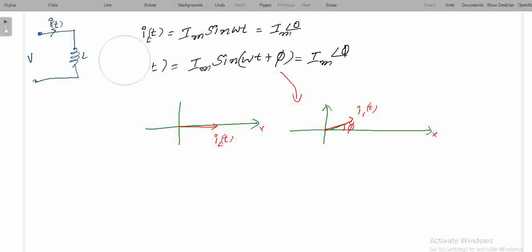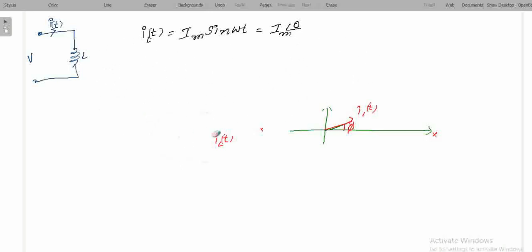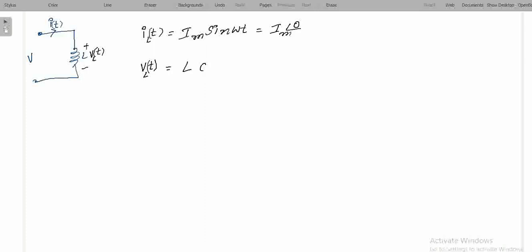So here I am considering IL is equal to Im into sin omega t. It means that I am considering 0 phase. Then VL of t becomes, that is, the voltage across the inductor. By Ohm's law, the voltage across the inductor equation is L into d IL of t by dt. Here I of t is equal to IL of t.